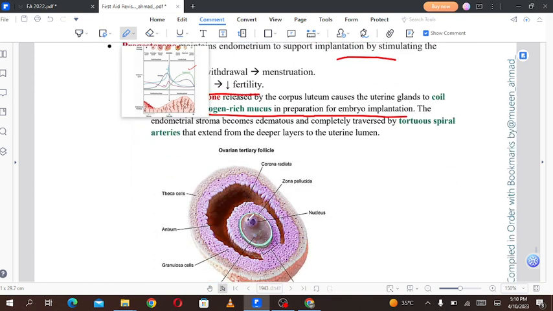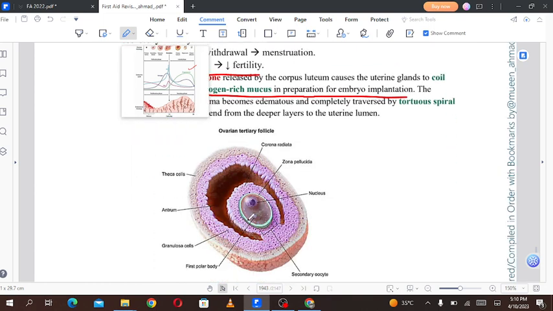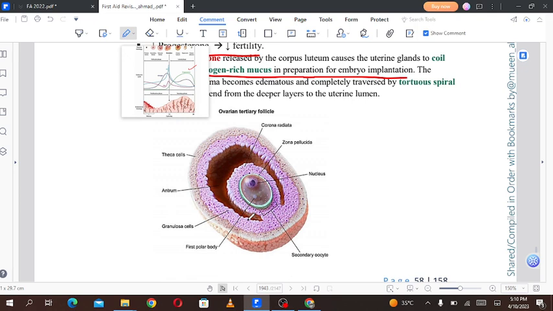So here you can see that the ovarian tertiary follicle looks something like that. In the center we have the nucleus, then surrounding that we have the zona pellucida, then the corona radiata is surrounding that, and then here are the theca cells. Theca externa cells are mere connective tissue cells, while the theca interna cells contain the desmolase enzyme, and they are responsible for the production of the androgens basically. Then we have the antrum, the fluid filled cavity, then the granulosa cells.